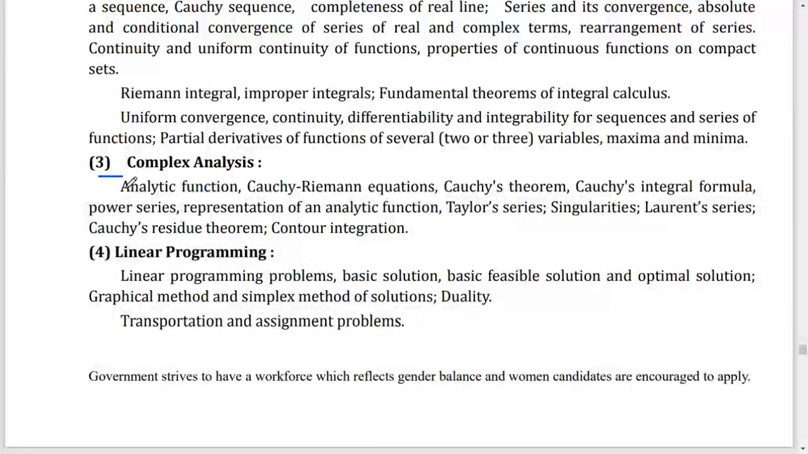3. Complex Analysis. Analytic functions, Cauchy-Riemann equations, Cauchy's theorem, Cauchy's integral formula, power series representation of an analytic function, Taylor series, singularities, Laurent series, Cauchy's residue theorem, contour integration.